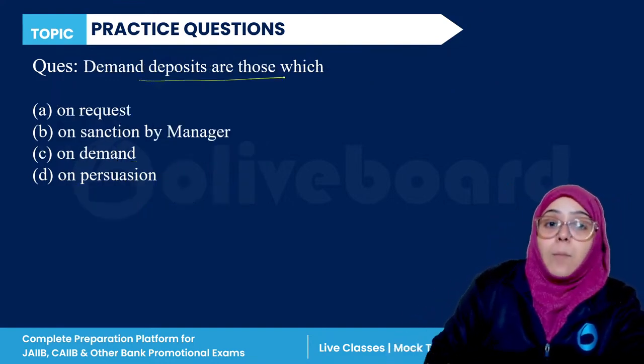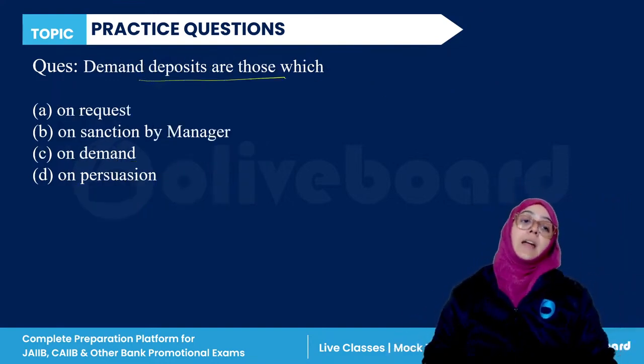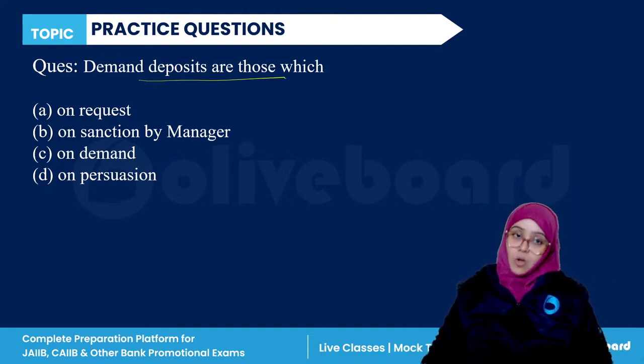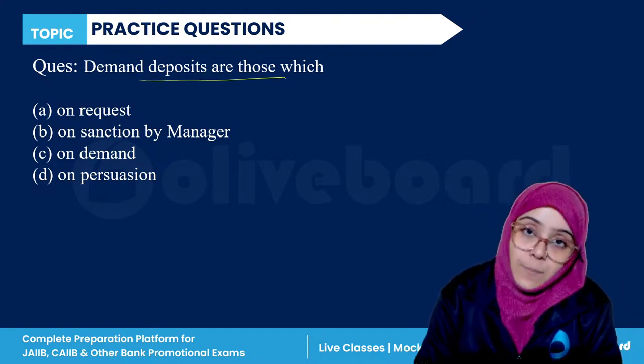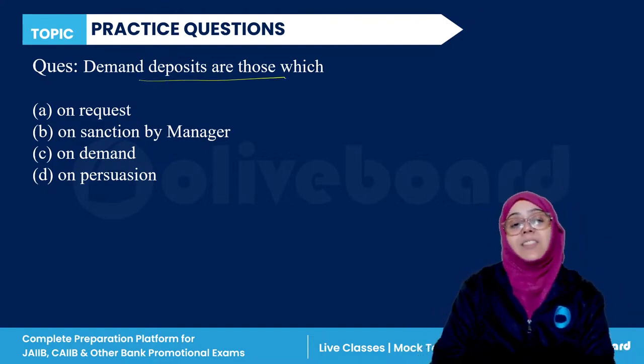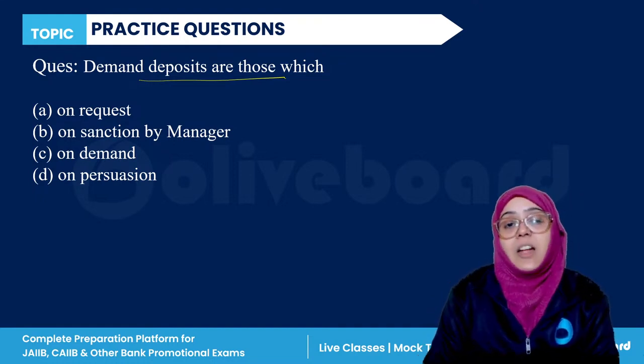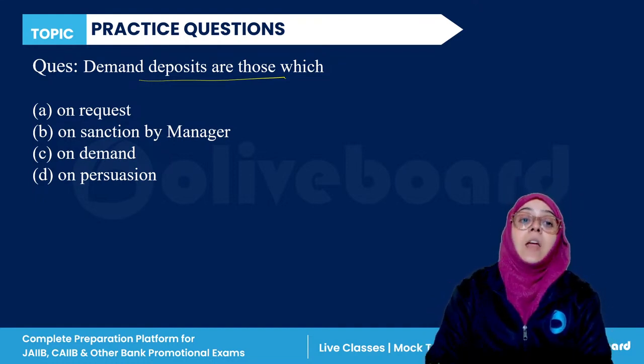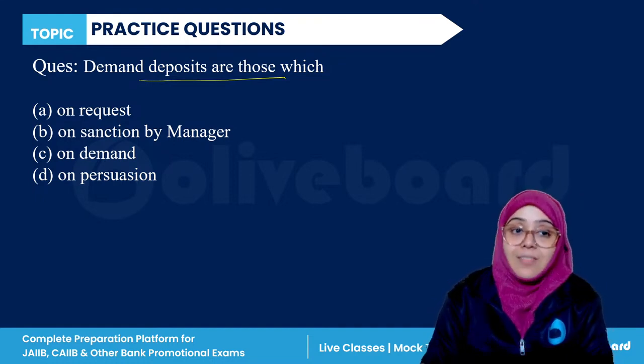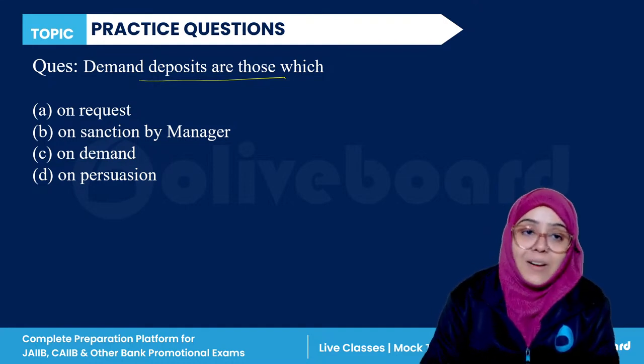Next, demand deposits are those which are on request, on sanction by manager, on demand, or on persuasion? Very easy. Demand deposits are those which are payable on request, sanction, demand, or persuasion.